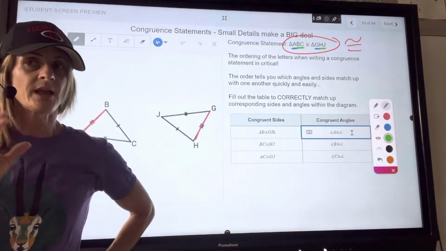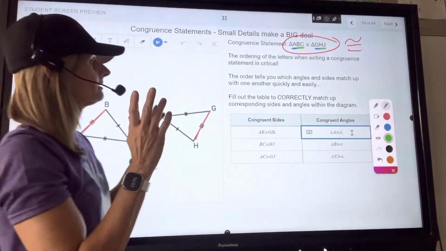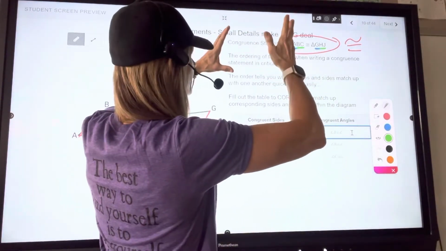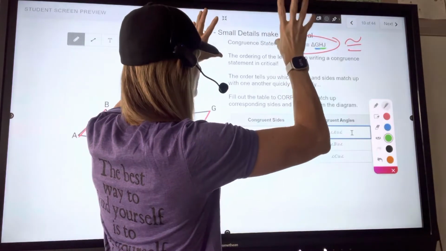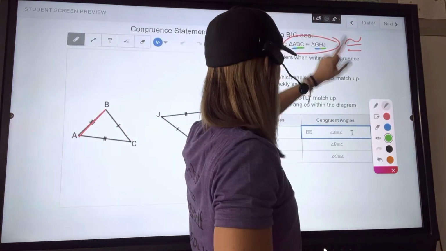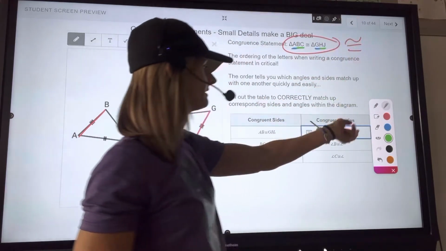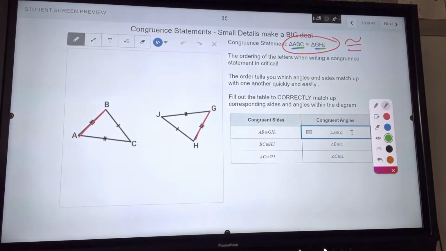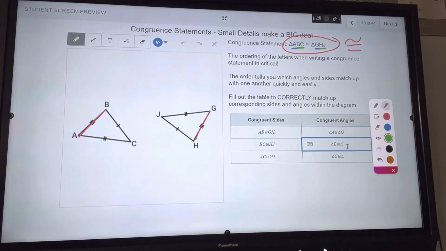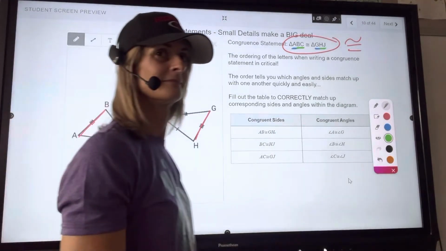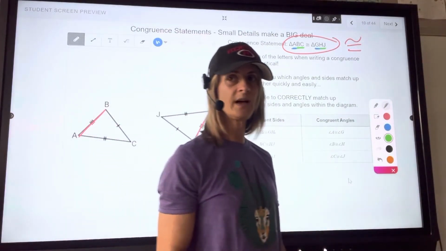Now let's go to the congruent angles. We can use the same congruent statement that tells us the two triangles are congruent. A corresponds to G, B corresponds to H, C corresponds to J, and we put them in. So what did I just say? A corresponds to G, B corresponds to H, and C corresponds to J. Any questions on that? Alrighty then, am I going too fast?